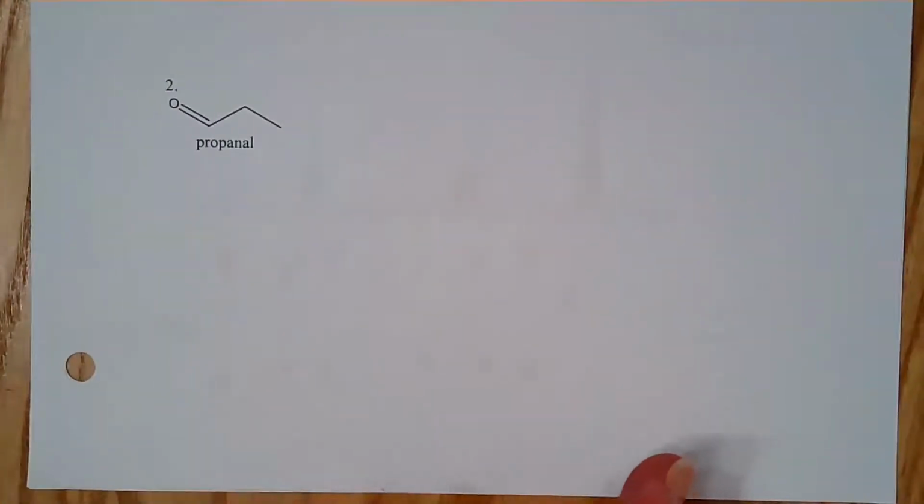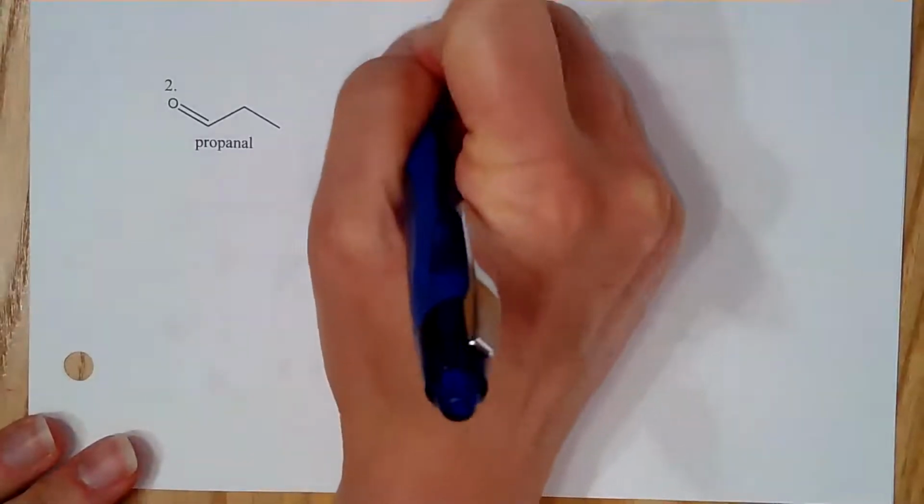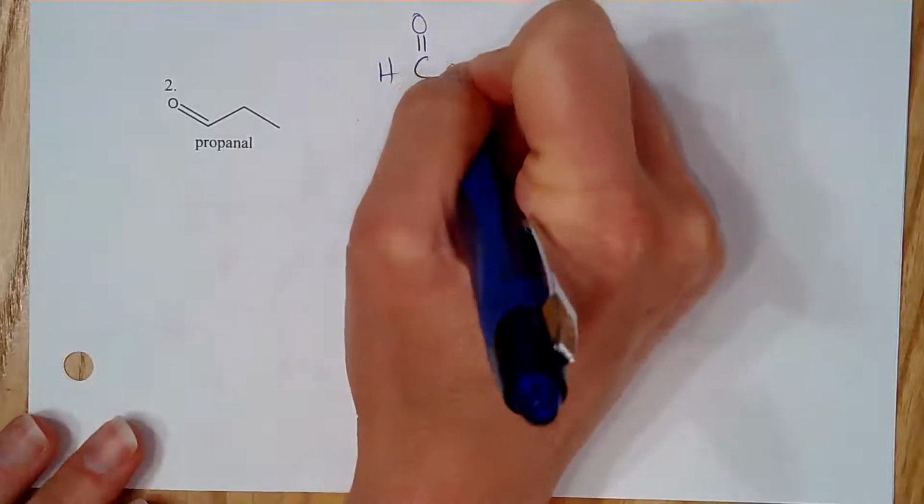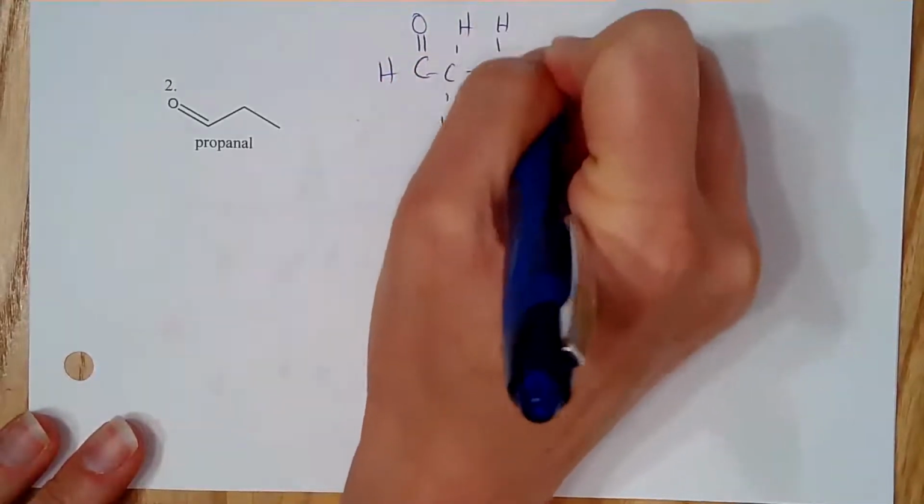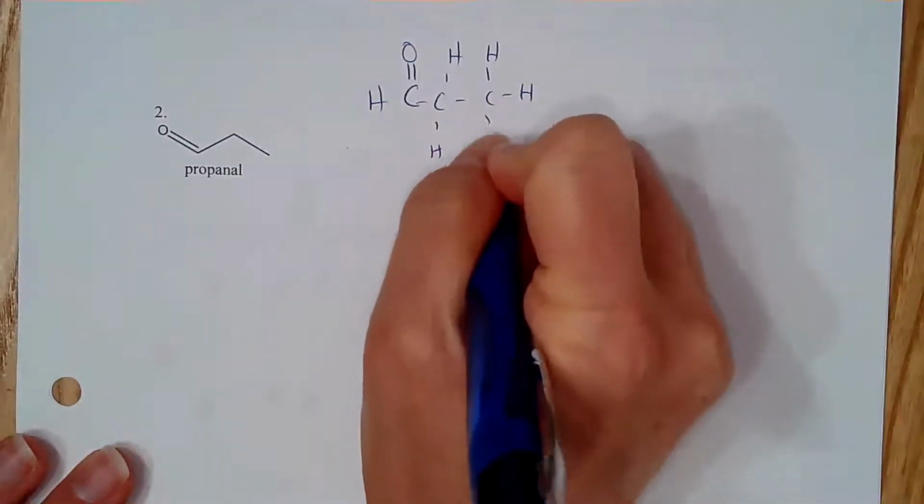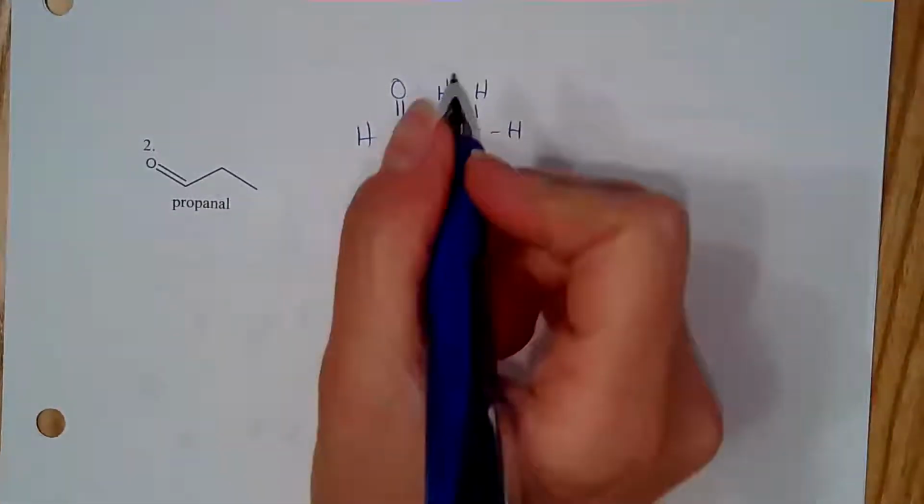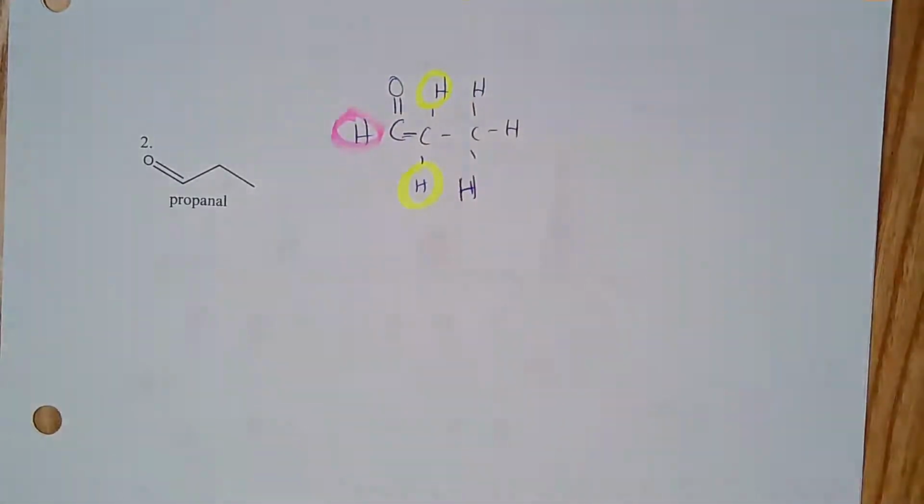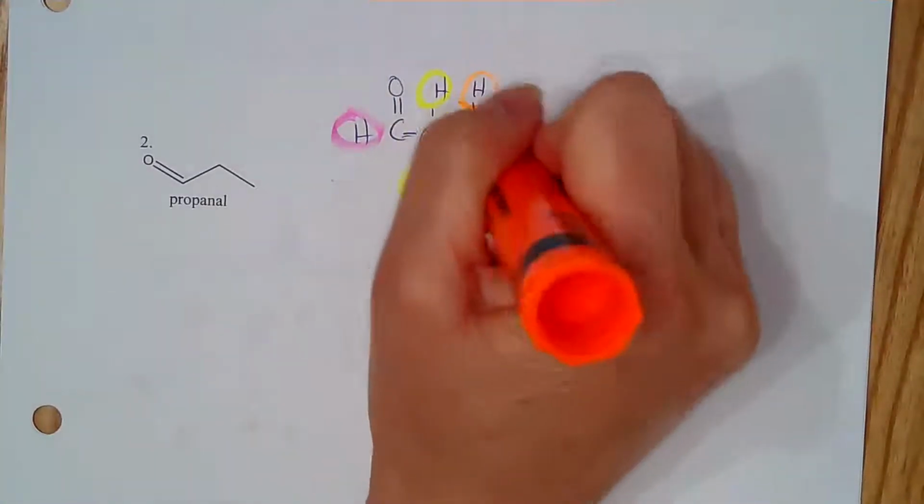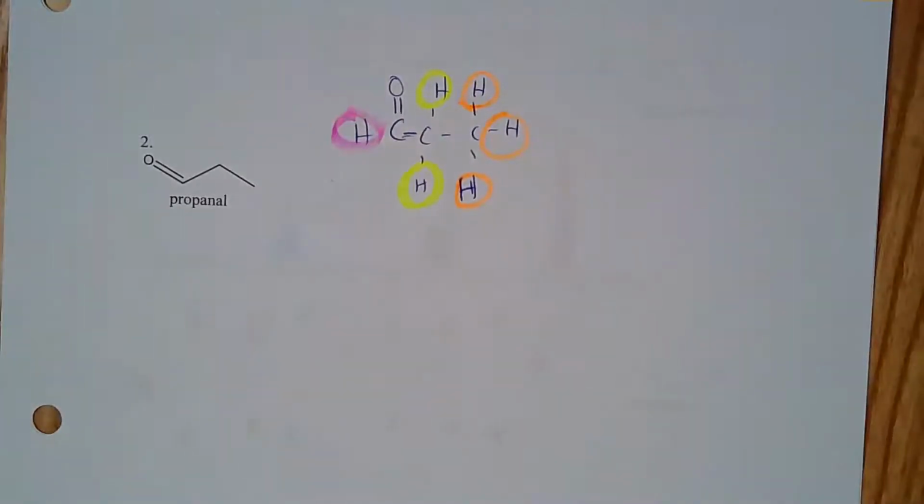So number 2 is propanal. Again, if this is confusing, just write out the traditional way of this molecule so you can see what you're dealing with. Propanal is an aldehyde. So I have this hydrogen here, that is the aldehyde hydrogen. This hydrogen here is next to that carbonyl on an aldehyde. And then your traditional CH3 is on the end here.